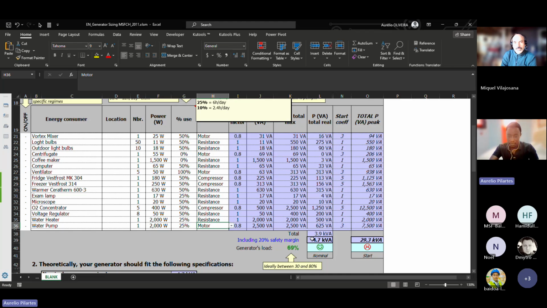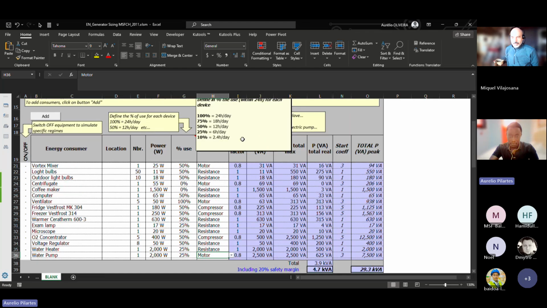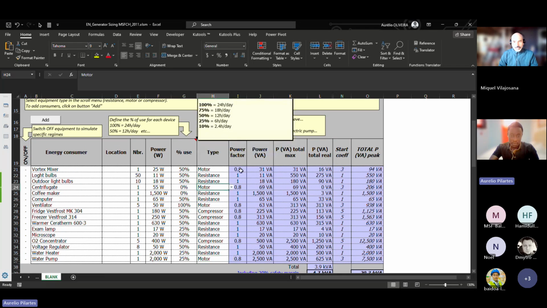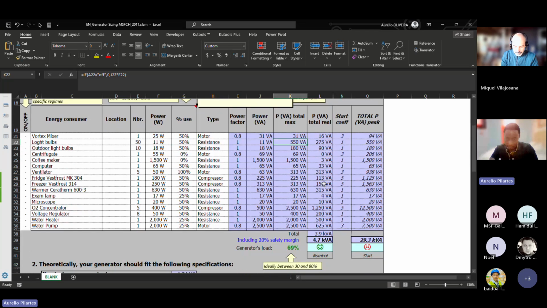And then you have the total here. So here, let me move this a little bit. Here you have the power factor, which will automatically be filled once you have the type. Then you have the power in volt amps. This power here is just the product of these two. After the power, here you have the max power. And then here you have the real power.